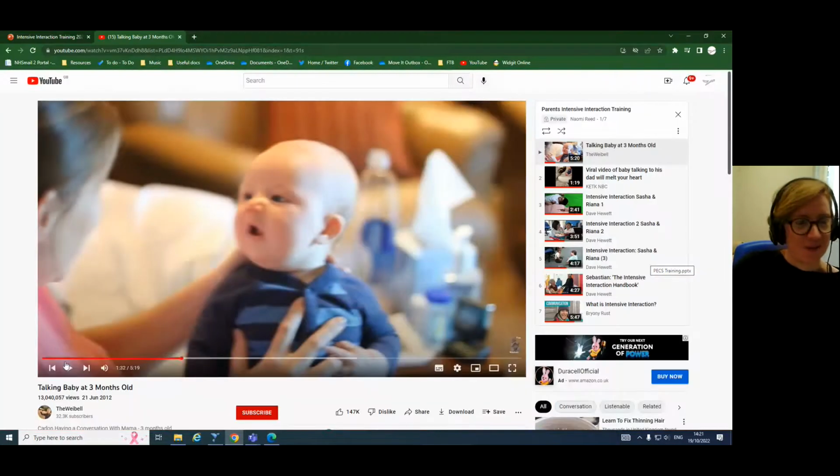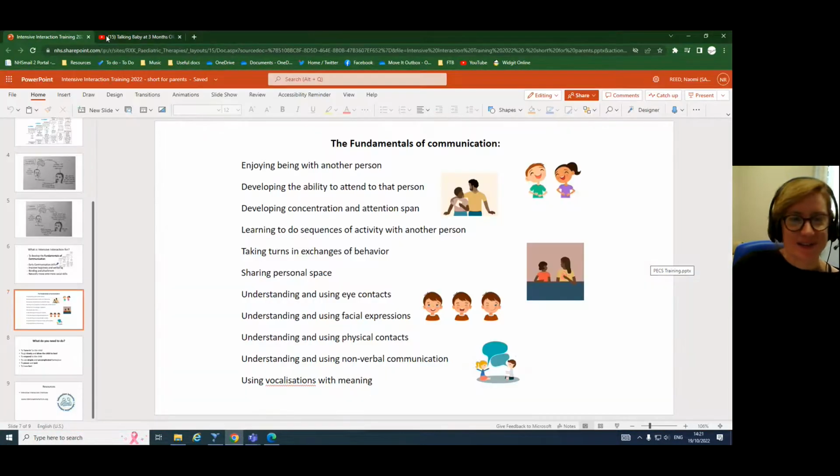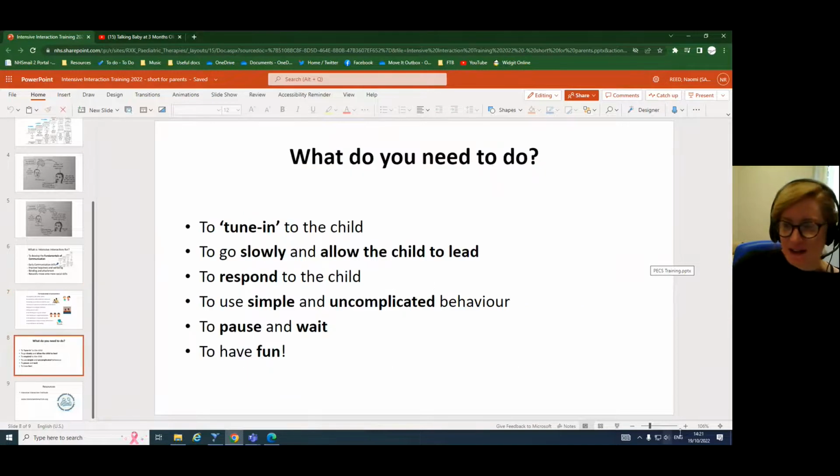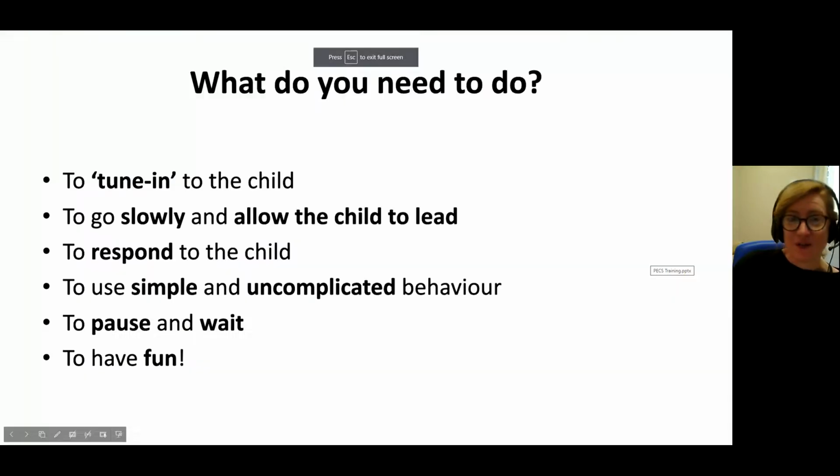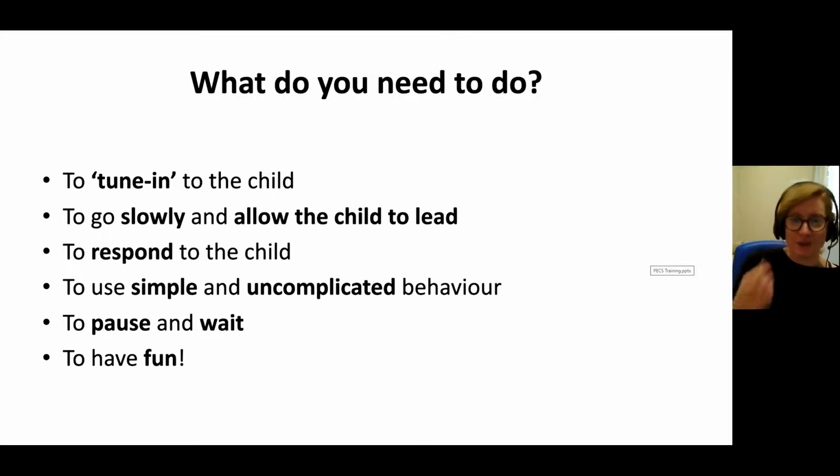There we go. I'll just end that before the older sibling interrupts. If we have a look at this slide of what we need to do intensive interaction, we can see that mum was using all of those skills. She was really tuned in to her little baby. She's going really slowly, allowing the baby to lead. She wasn't bombarding him with questions, trying to make him do things. She was waiting for him to do something that she would respond to.